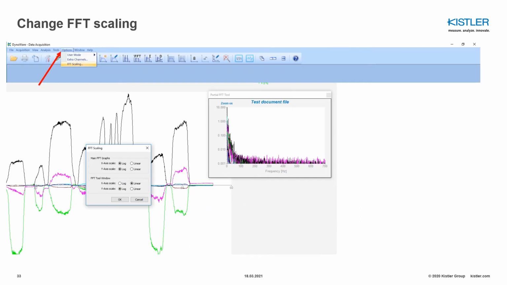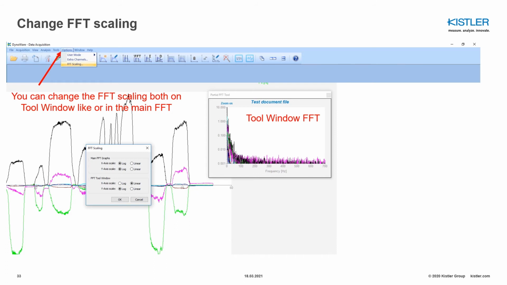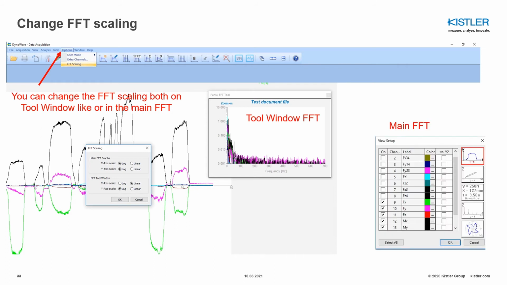If you want to change the scaling of FFT, you need to go to the options, FFT scaling, and then change the scale. In this case, we're talking about the FFT tool window here. Then you can choose logarithmic or linear. You can also change the scaling of the main FFT graph, and the main FFT graph can be chosen in the wave setup. As you remember, it is one of the options here. That was the FFT here.